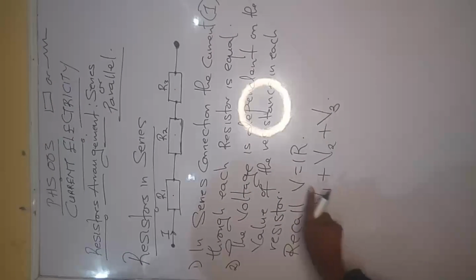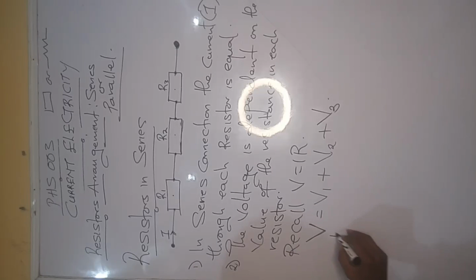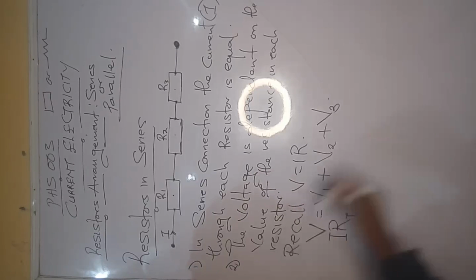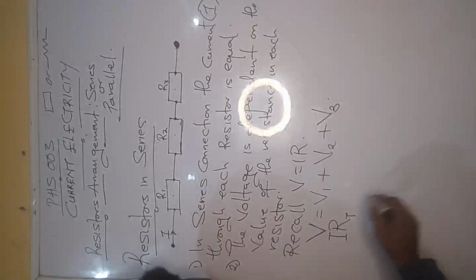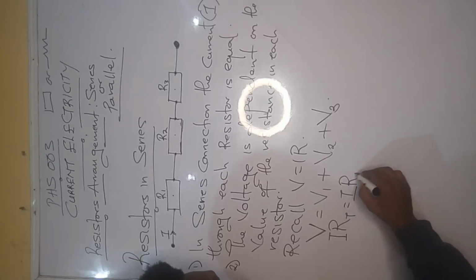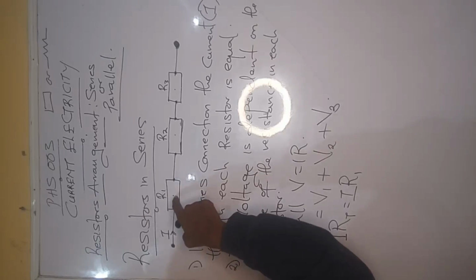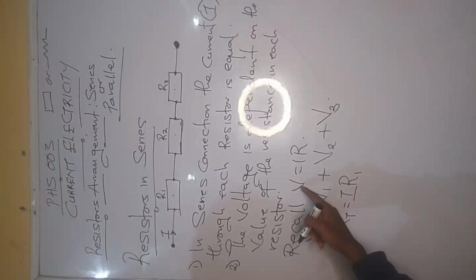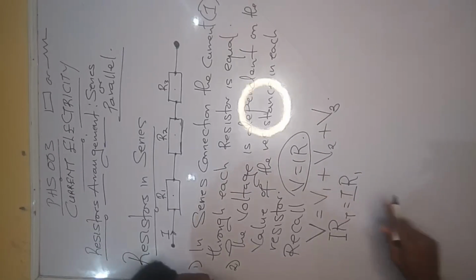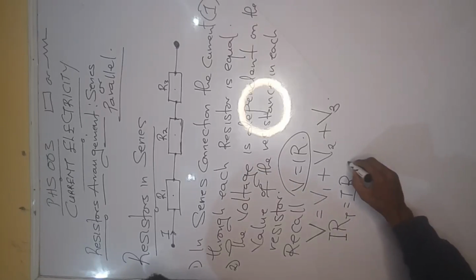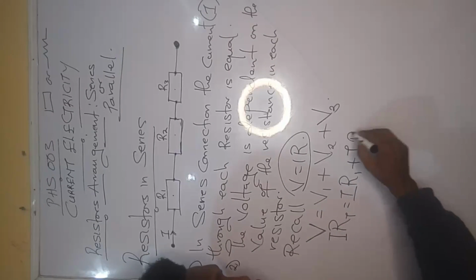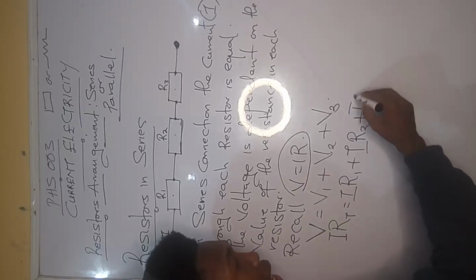Now remember we said V is equal to IR. It means I R total. This is the total voltage, R total stands as the total resistance, and I is the current. Remember we said the current is the same flowing through each. So the voltage V1 in R1 will be the current flowing through times the resistance, since we said the formula for voltage is this. So we say I R total equals I R1 plus I R2 plus I R3.